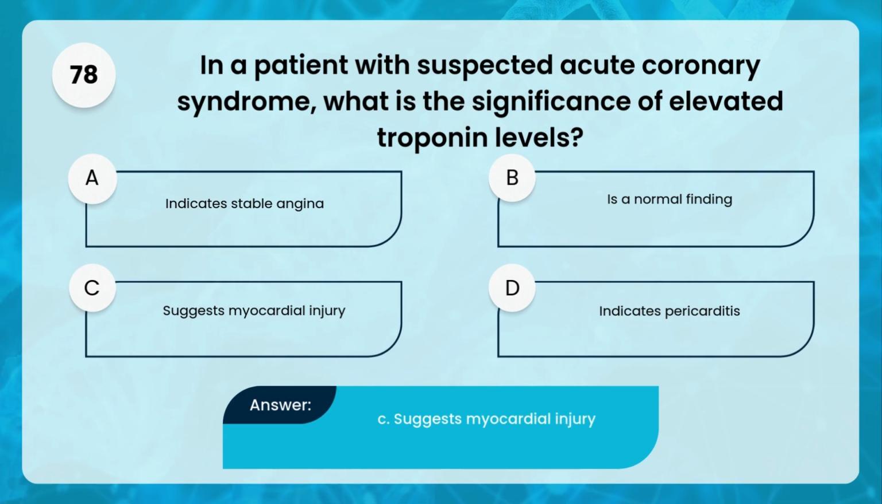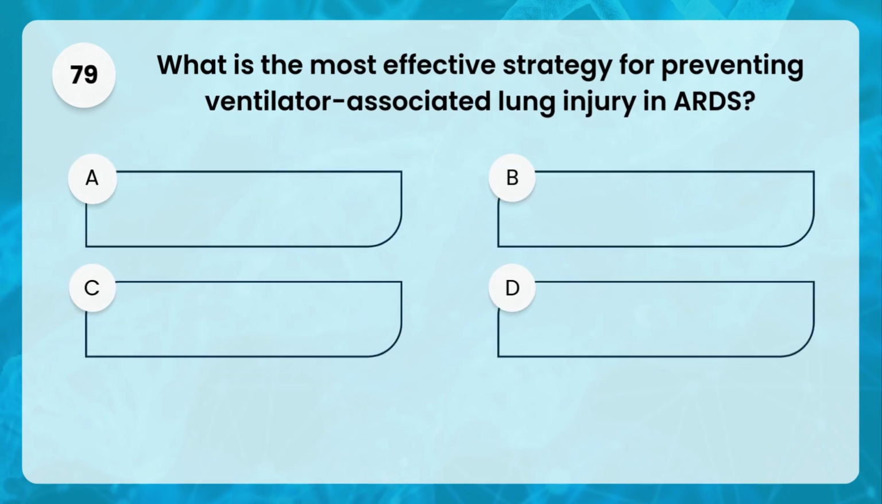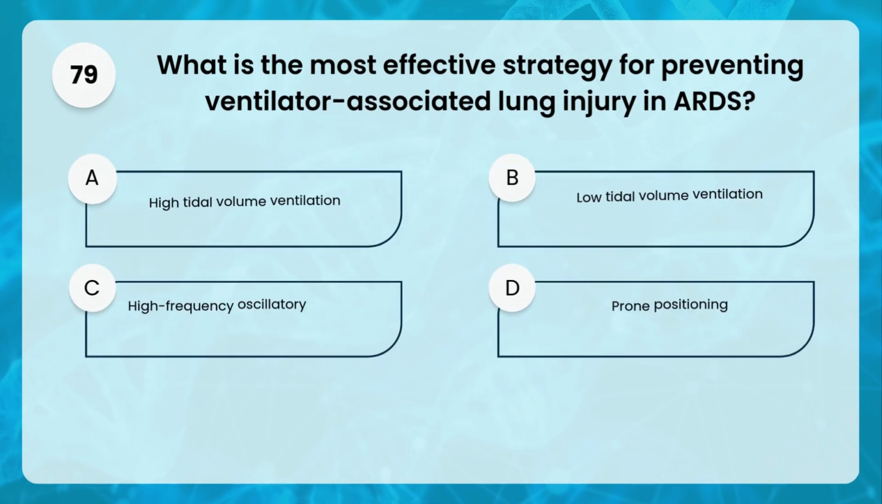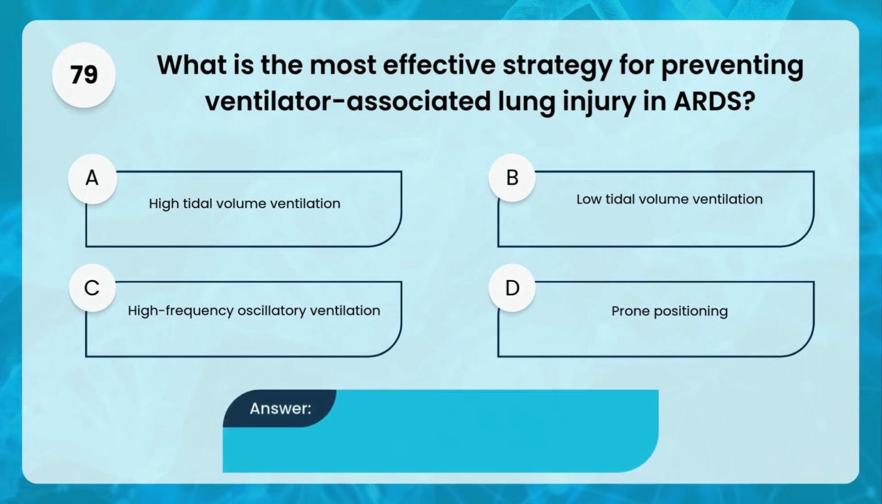Suggests myocardial injury. 79. What is the most effective strategy for preventing ventilator-associated lung injury in ARDS? A. High tidal volume ventilation. B. Low tidal volume ventilation. C. High frequency oscillatory ventilation. Or D. Prone positioning. The answer is B.